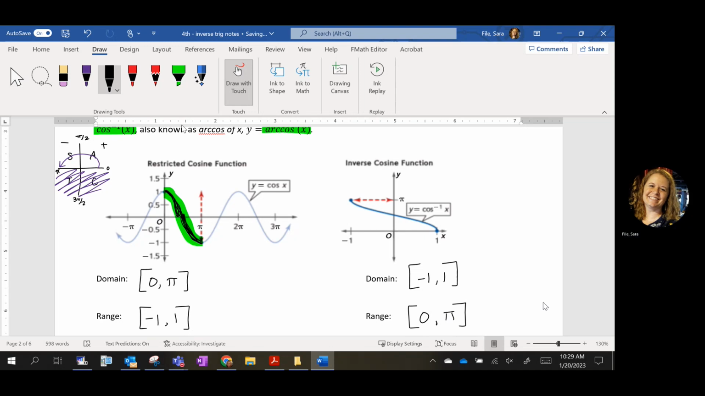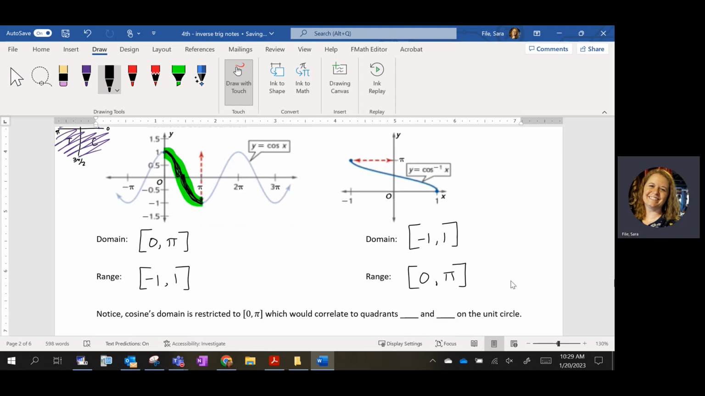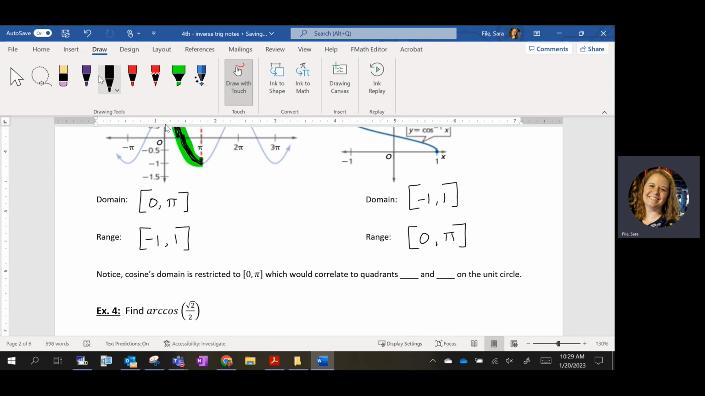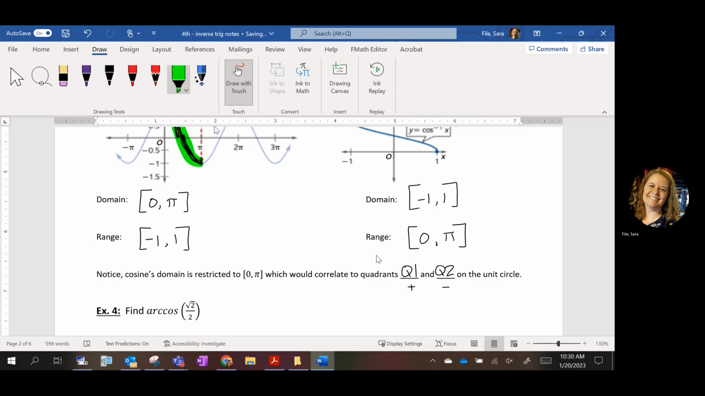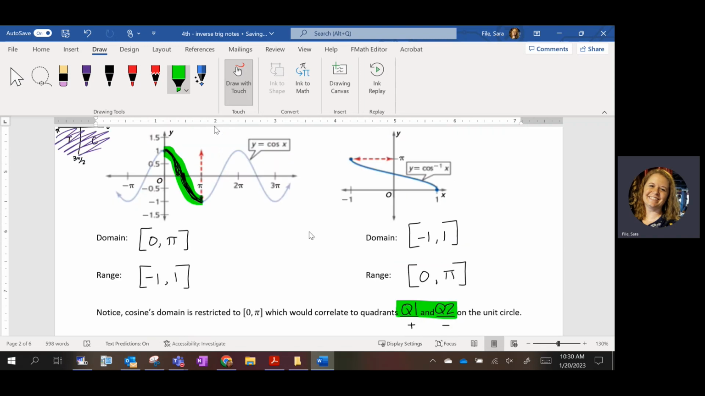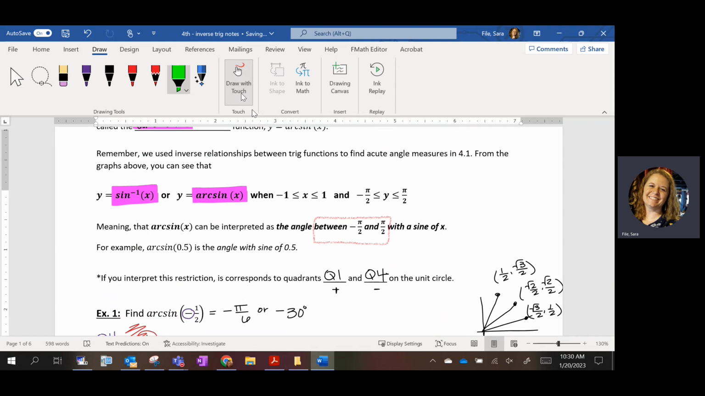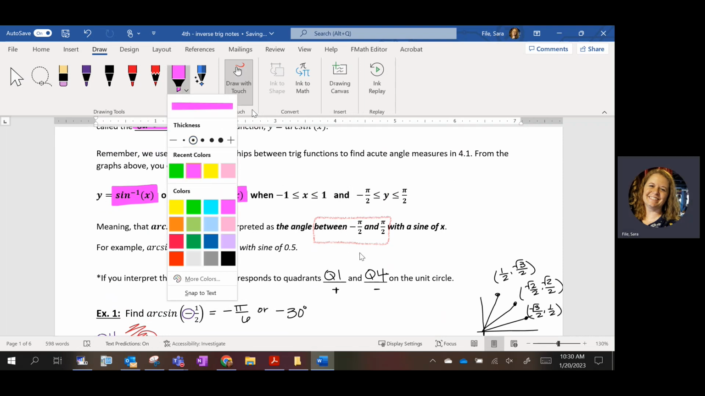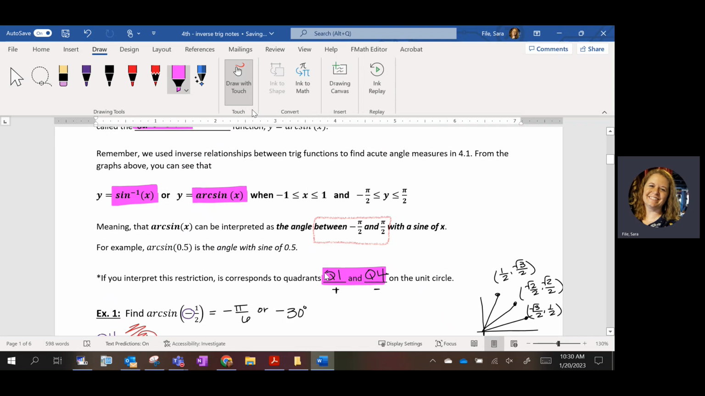With me still? So 0 to pi, we said correlates to what two quadrants? 1 and 2. So quadrant 1 and quadrant 2. Quadrant 1 when it's a positive, quadrant 2 when it's a negative. So quadrants 1 and 2 for inverse cosine. I'm just going to highlight up here. I didn't highlight it. Get it for sine. Inverse sine is quadrants 1 and 4. Okay.